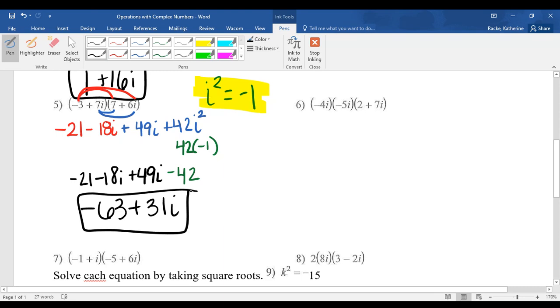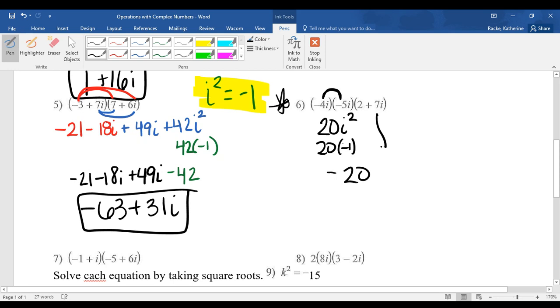All right, here we go with multiplying again. Let's do these two parentheses first. Multiplying these two here, -4 times -5 gives me 20. i times i gives me i squared. Now remember this important rule: i squared is always -1, so we're going to change it to be -1. So 20 times -1 gives me -20.